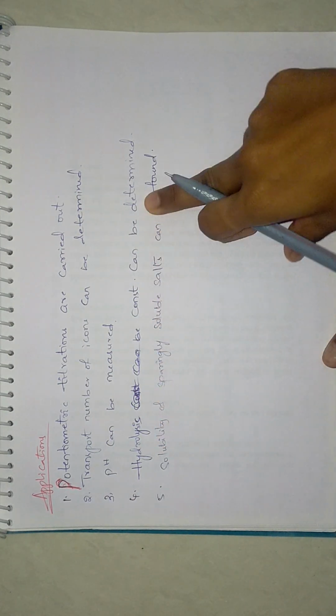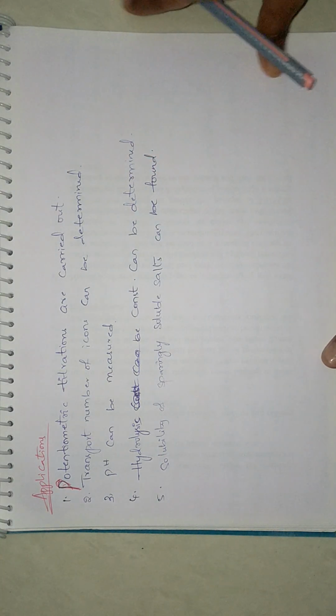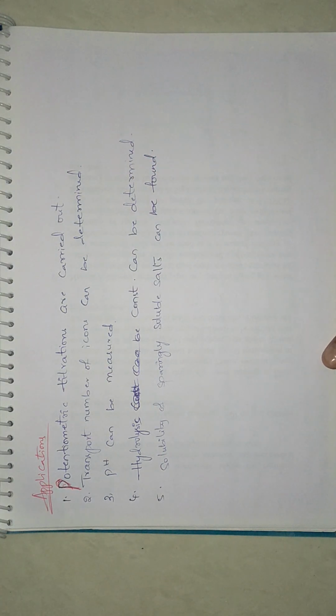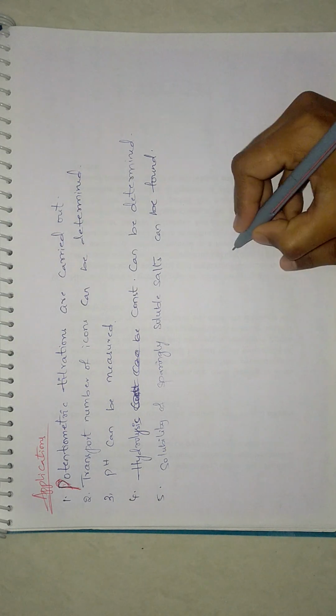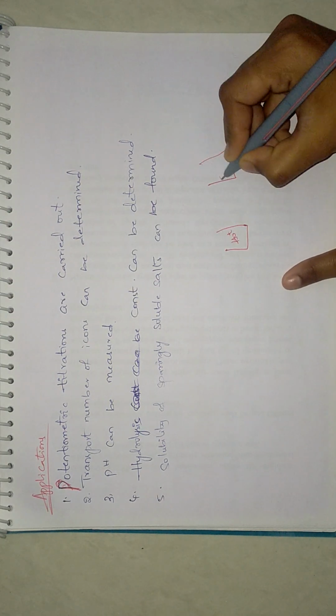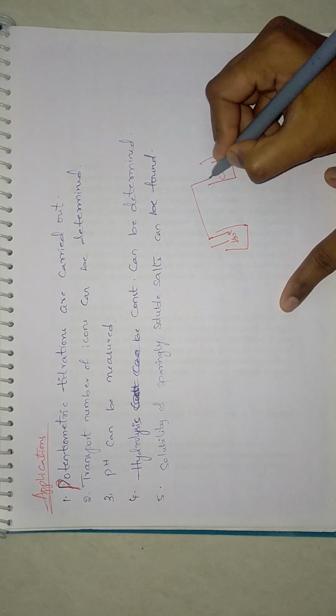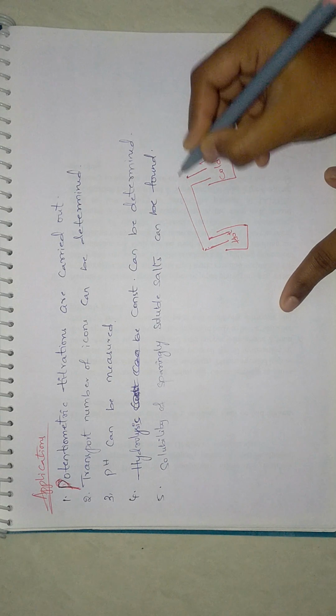pH is a value. The hydrolysis constant can be determined. Hydrolysis also works on the principle of these electrodes and the movement of electrons. I'll tell you with a basic example. In one container you have taken hot water and in the other container you have taken cold water, and now you are connecting both containers using some pipe.